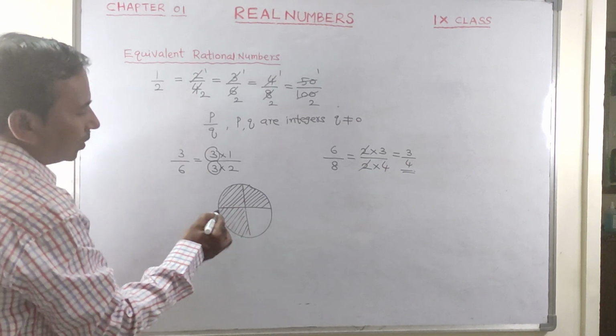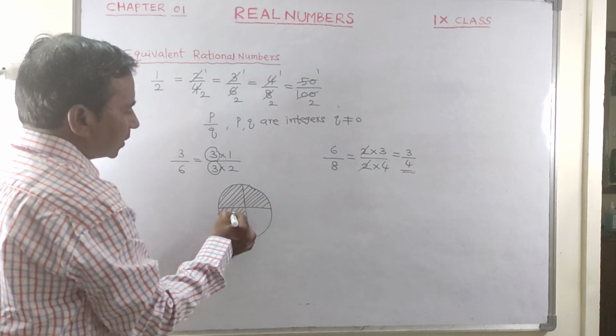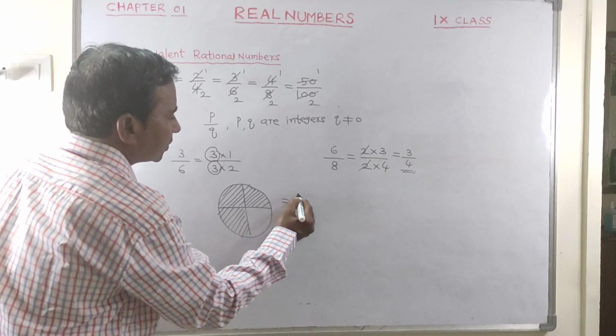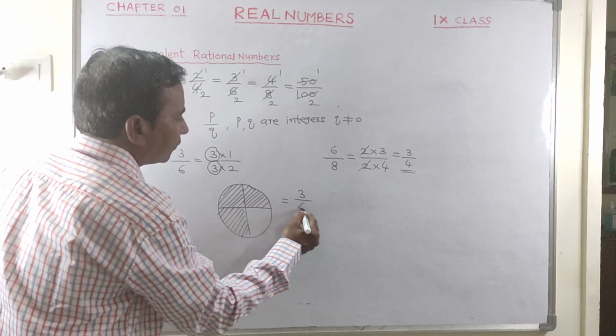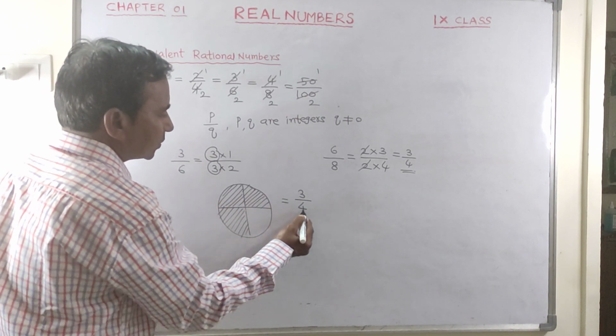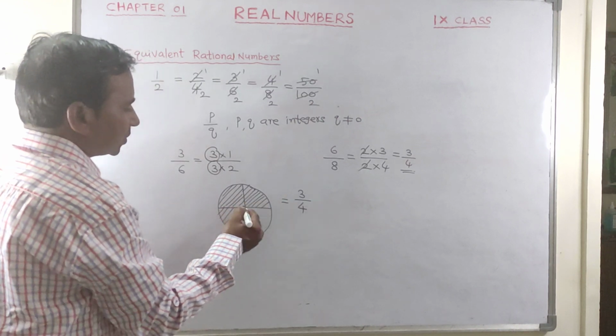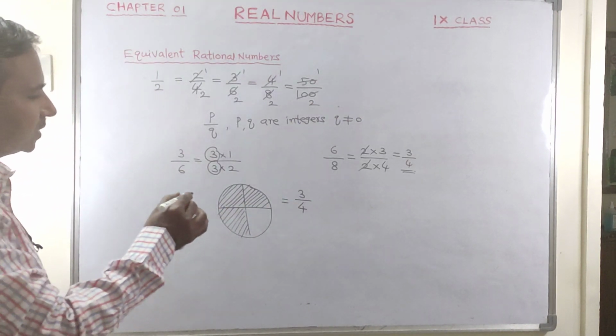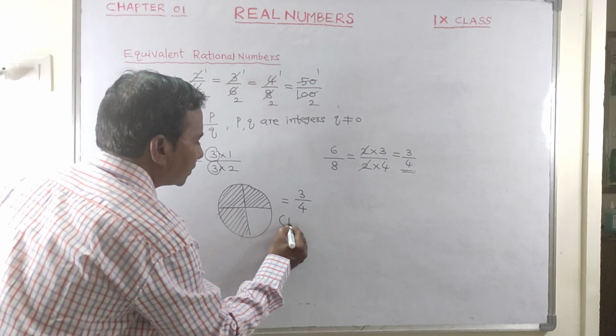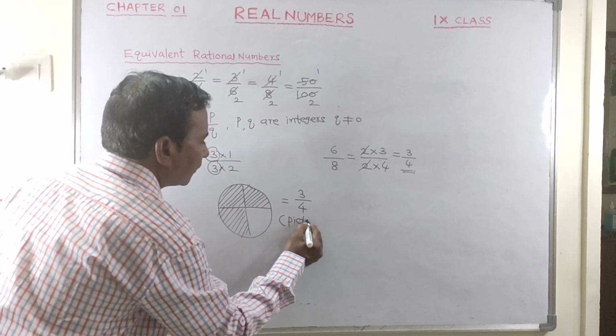3. Okay, so 3 parts we have taken. This represents 3 by 4. Total number of parts are 4 and 3 are shaded. 3 we have taken. So this is the pictorial representation.